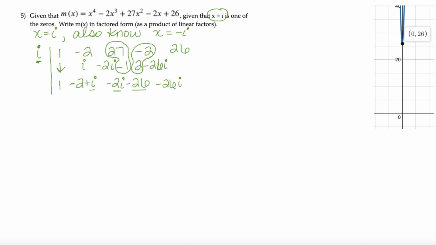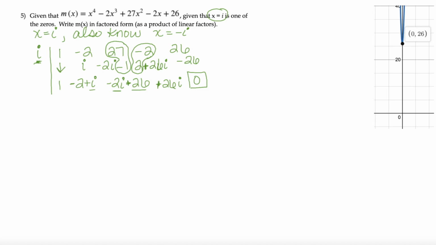I'm sorry, 27 minus 1 is positive 26. So this would be positive. I apologize for that error. So I have positive 26i. So I times 26i gives us 26i squared, which is negative 26, since i squared is replaced with negative 1. And 26 minus 26 is 0. That's a lot of steps there. So be careful. If you need to write out more steps, please feel free.